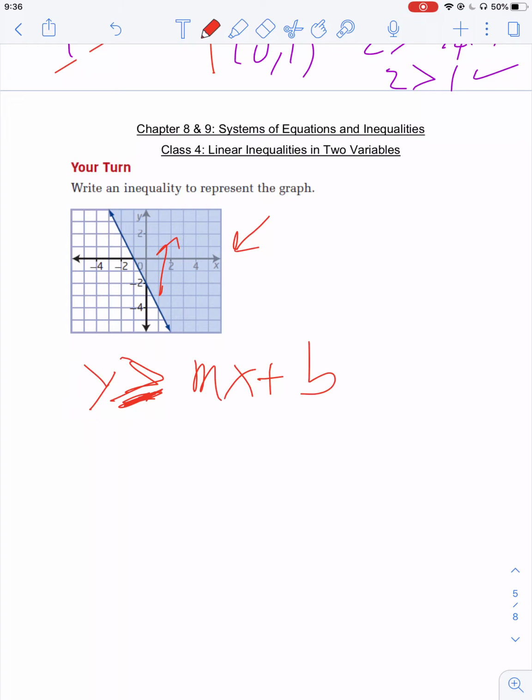I guess the tricky part is to figure out what the slope is and what the b value is, and you did that in grade 10. Okay, so all you need is 2 points.